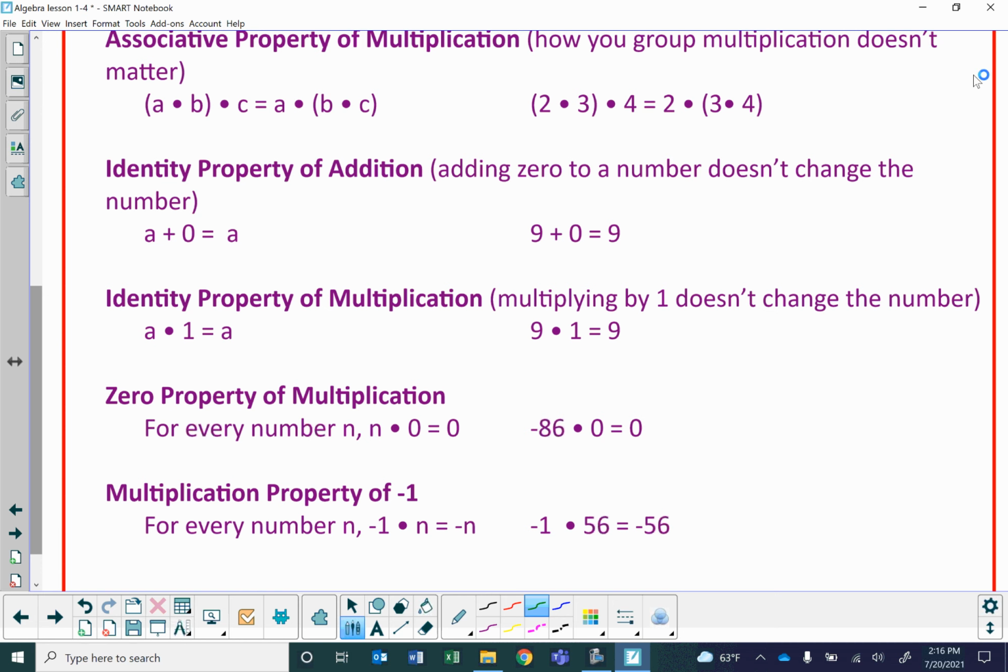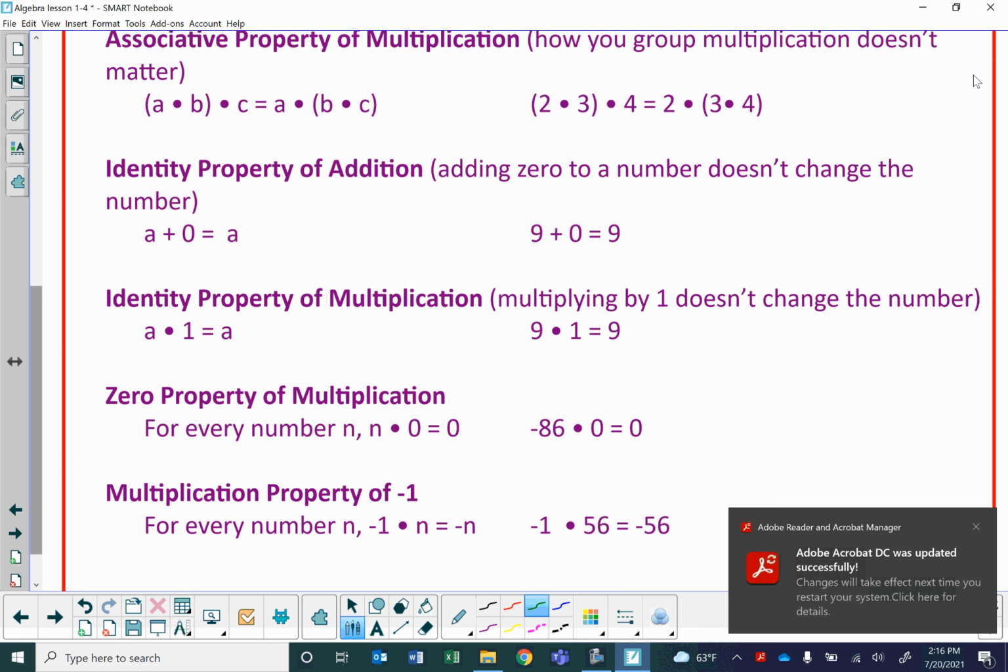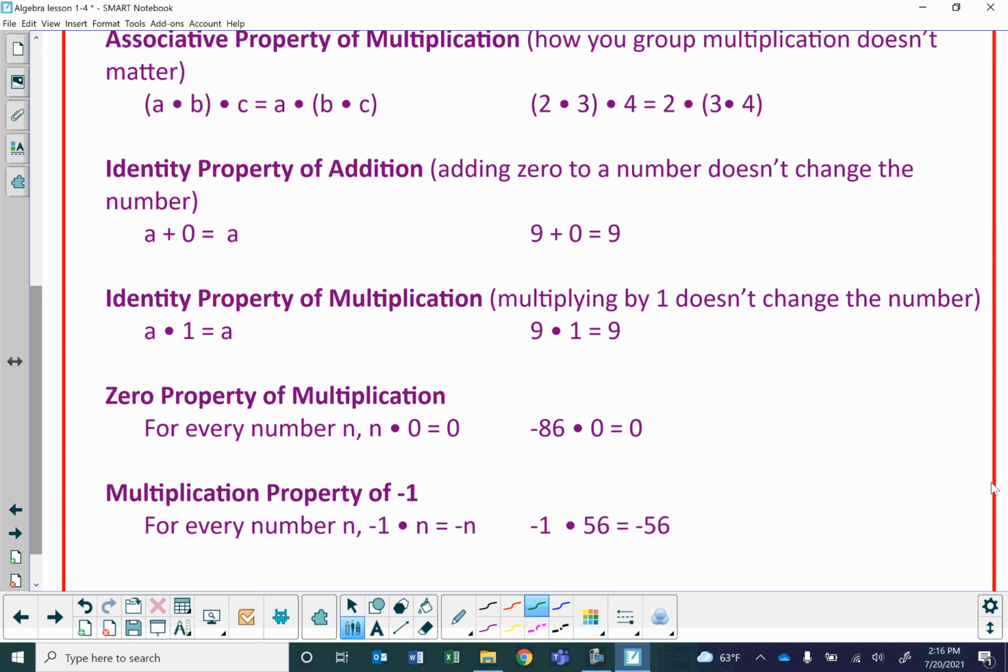Then there's the multiplicative property of negative 1, saying that if we multiply negative 1 by anything, it just changes its sign. So if I have negative 1 times 56, that becomes negative 56. If I had negative 56 times negative 1, I would get positive 56.